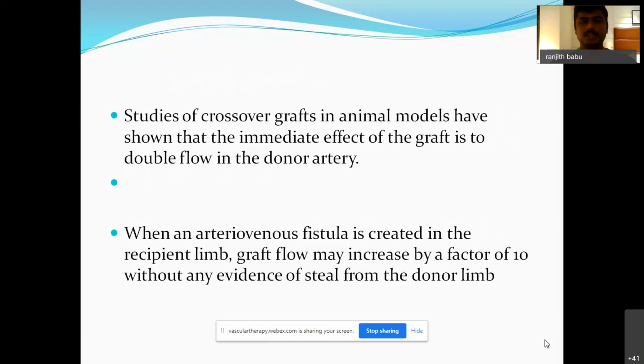So studies of the crossover grafts in animal models have shown that the immediate effect of the graft is to double the flow in the donor artery. When an AV fistula is created in a recipient limb, the graft flow may increase by a factor of 10 without any evidence of steal from the donor limb.